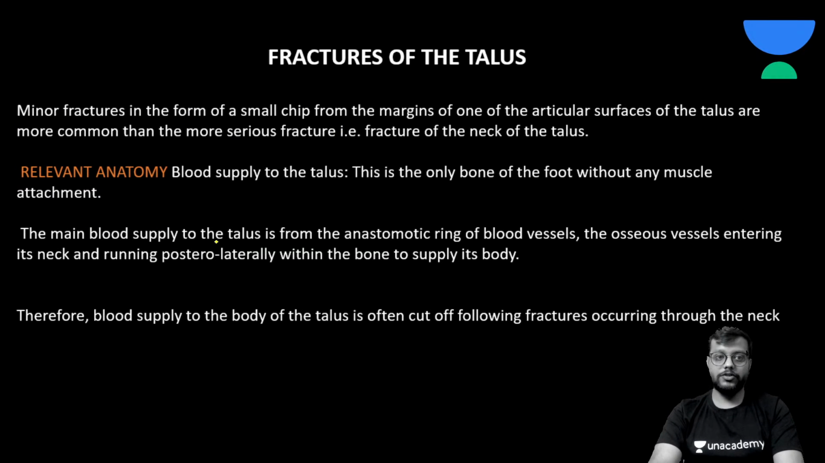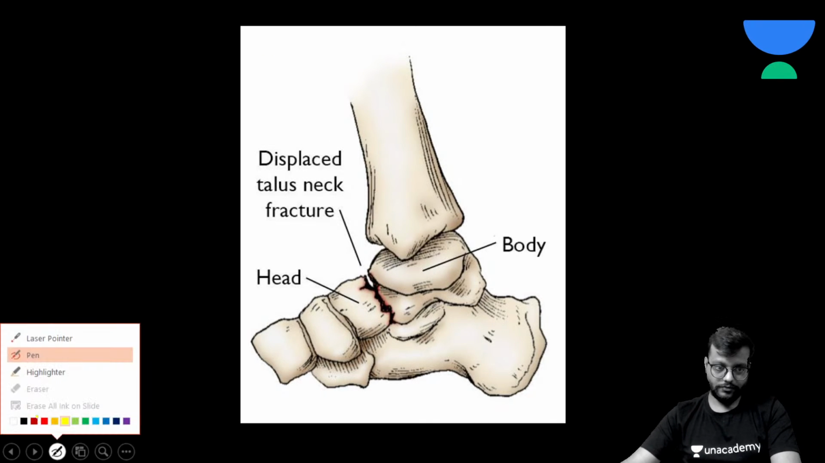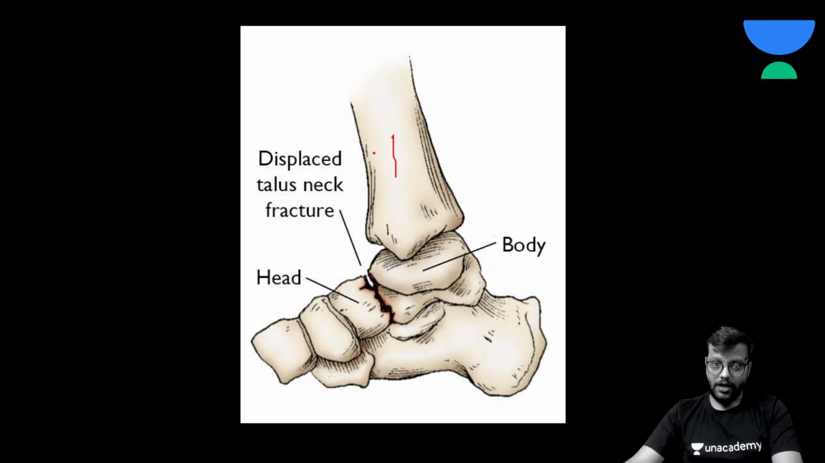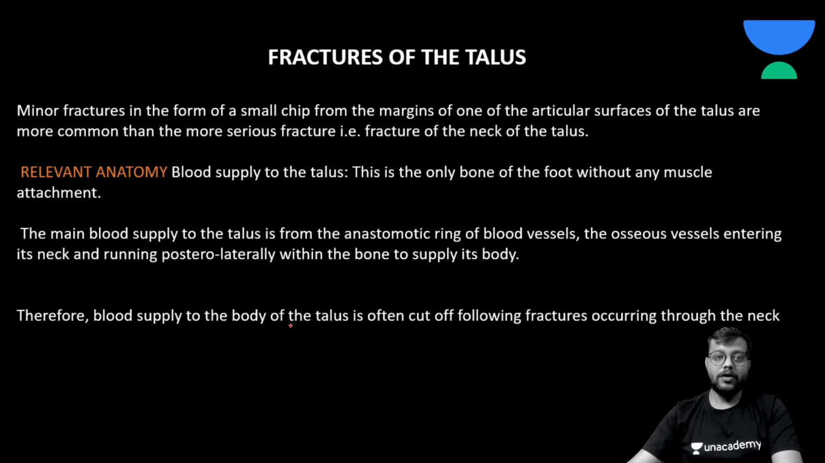Okay, now fractures of the talus. See, first of all, this is your tibia, this is your calcaneum, and this is your talus. This is the part of the talus called as the body. This is the head. Okay, and these are your other tarsal bones. Okay, this is your navicular, and this is your cuneiform. Okay, so talus fractures are associated with ankle injuries.